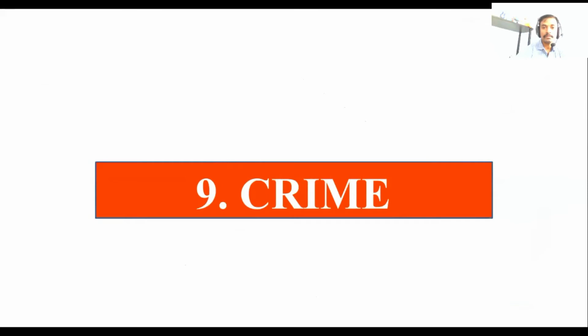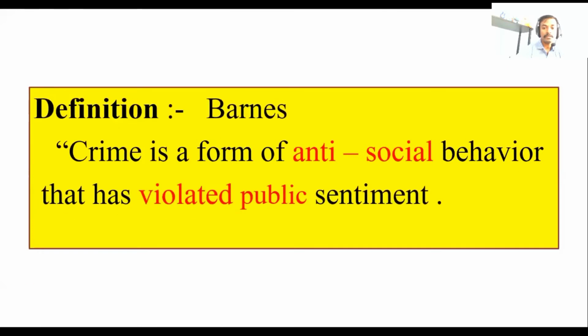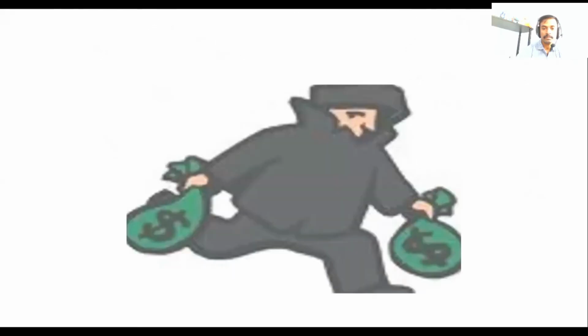The next major issue in our society is crime, different types of crime. Define crime: anti-social behavior that violates public sentiment. What do you think about anti-social? Against society. Some acts may violate public sentiments. Look at this: murder, theft.